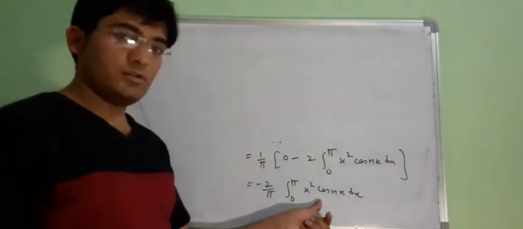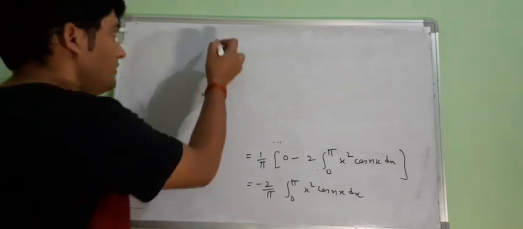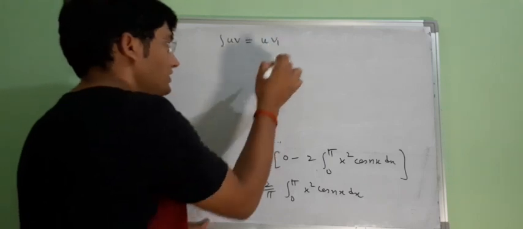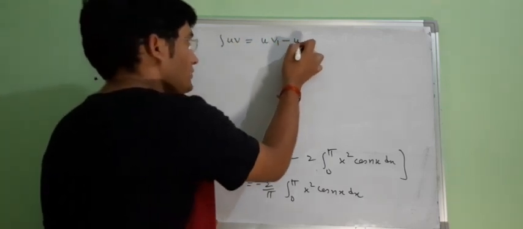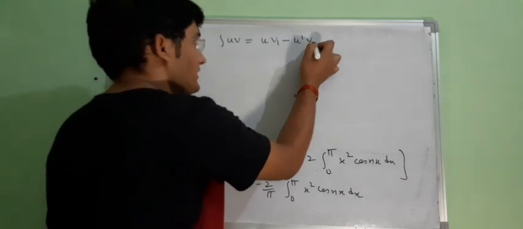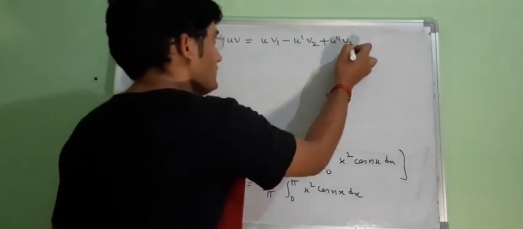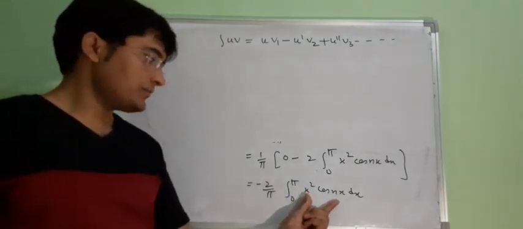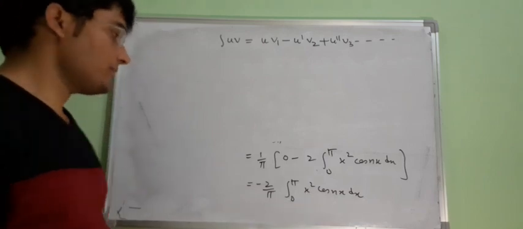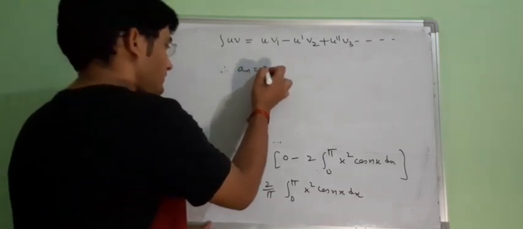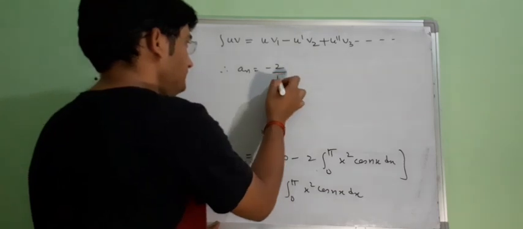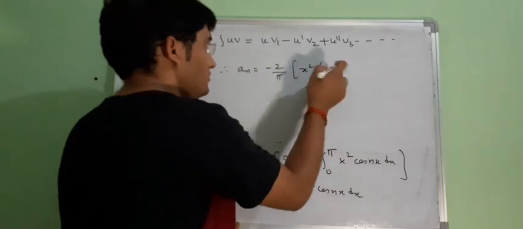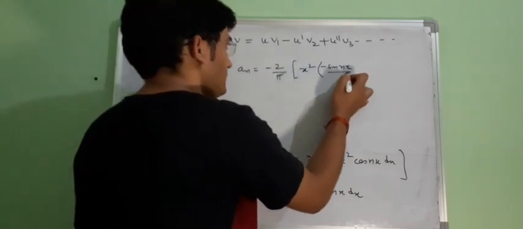Now we will use the Bernoulli rule of integration. The Bernoulli rule of integration is: ∫uv equals u times the integral of v, that is v1, then minus u' times the integral of v1, say that is v2, plus u'' times the integral of v2, and so on. Here we will assume u as x². So an will be −2/π times x² into the integration of cos nx. The integration of cos nx is sin nx upon n.